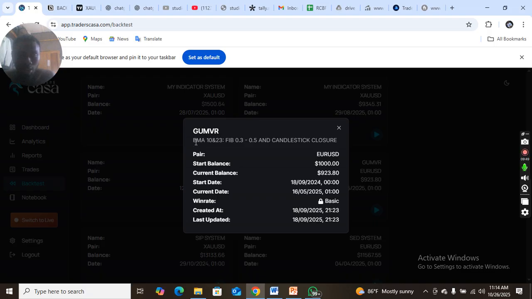You can see right here the EMA. I placed some notes here. The settings: the EMA is 10 and 23. The Fibonacci is 0.3 to 0.5. Once there is a retracement to the Fibonacci 0.3 to 0.5 and a bullish candlestick closure, I take the buy. That's what the strategy is. Very simple, right? So let's go to the statistics.